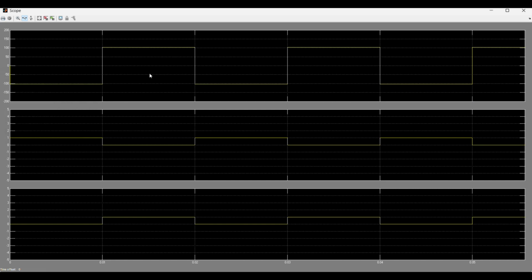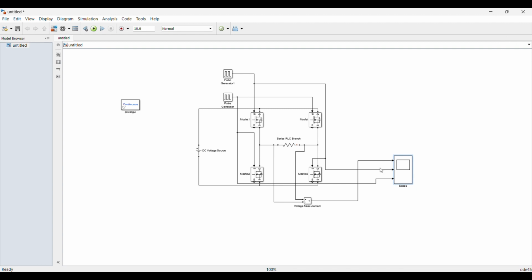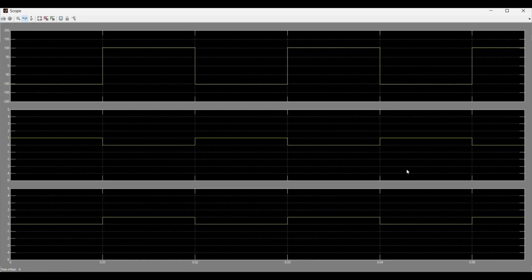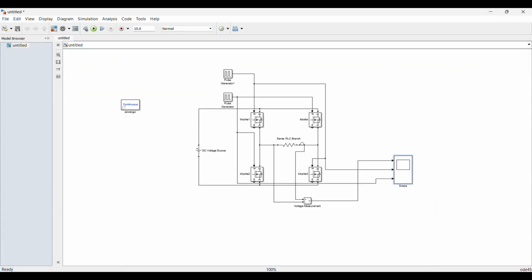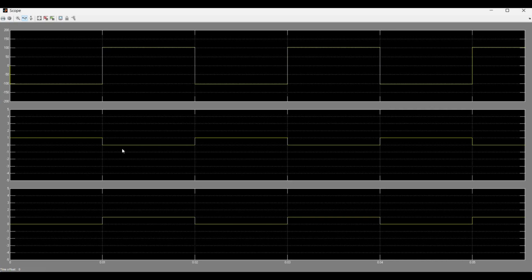so the first waveform is the output voltage. The second waveform is the MOSFET. Let's see, the second waveform is for MOSFET 1 and 2, and the third waveform is MOSFET 3 and 4. When MOSFET 1 and 2 is on, MOSFET 3 and 4 is off, and we get -100 according to our theoretical waveform. The same concept, because we set the conventional reference as positive on the right hand side, negative on the left hand side, and the graph is the same.